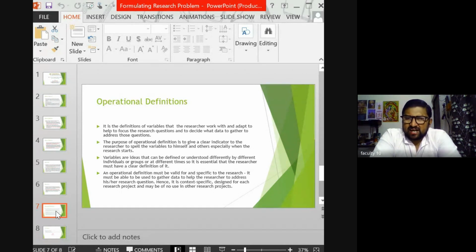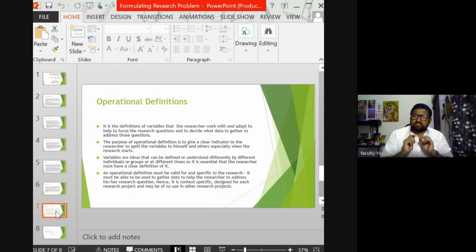So variables are ideas that can be defined and understood differently by different individuals. Variables means what varies, that is a variable. Why does it vary? Because people understand it in different ways. In different situations, the meaning of the variable changes. So since variables are changeable in nature, then these variables must be defined and must be understood in a particular way, right? So it is very much essential for the researcher to define it clearly, right?